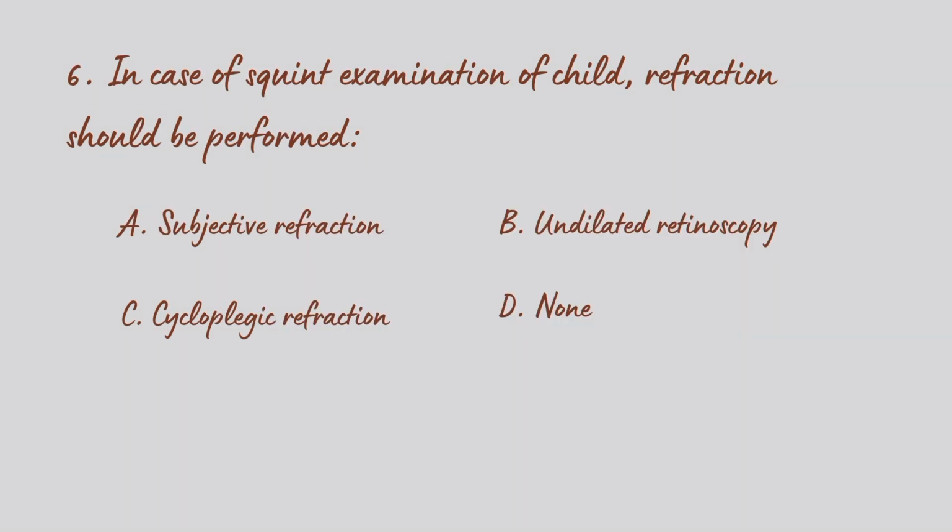Next question, in case of squint examination of child, which refraction should be performed? Option A subjective refraction, option B undilated retinoscopy, option C cycloplegic refraction, and option D none of them. The correct option is option C cycloplegic refraction.